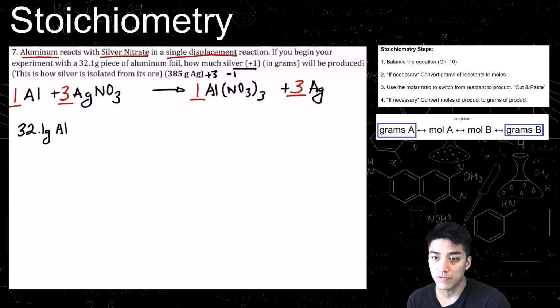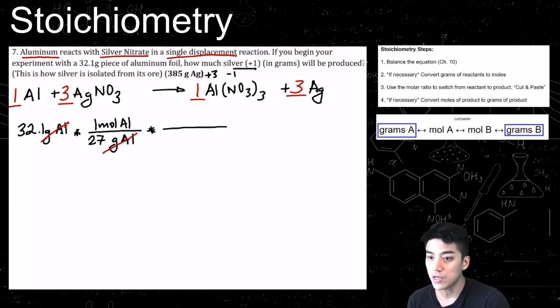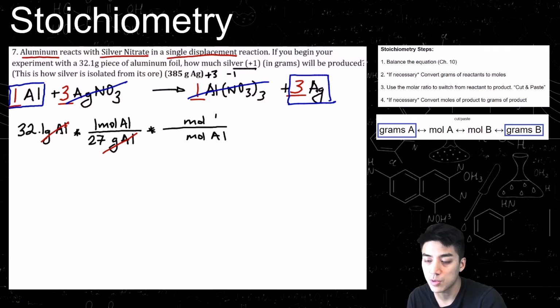32.1 grams of aluminum, times sign, draw a line, and we want to change grams of aluminum to moles of aluminum. So 1 mole of Al has a molar mass of 27 grams. So using the color red, I will cancel out grams. Continue on, we're now on step 3. Step 3 is the cut and paste step. So we want to put moles of Al on the bottom so that it eventually cancels. And I'm going to box Al here. And I'm going to box the 3 silvers. Okay, the stuff in the middle we can cancel out because they're not involved in this problem at all.